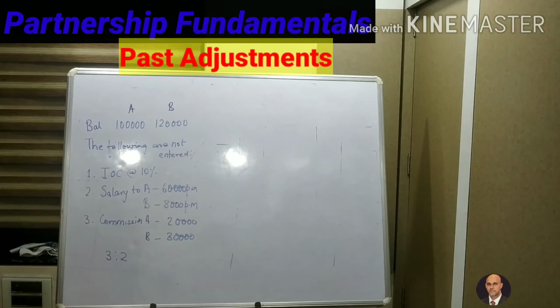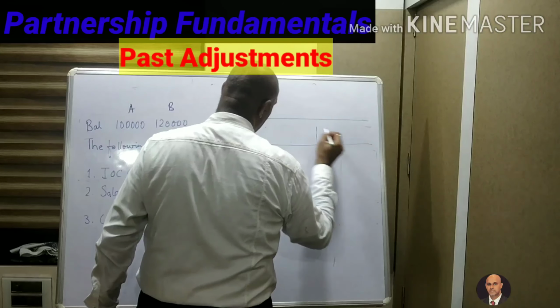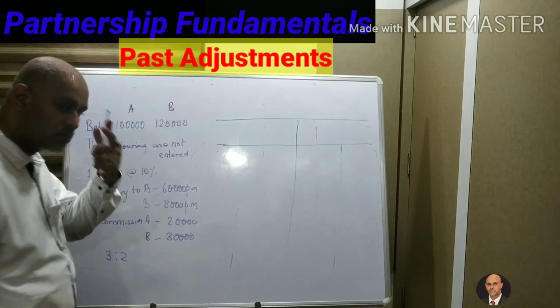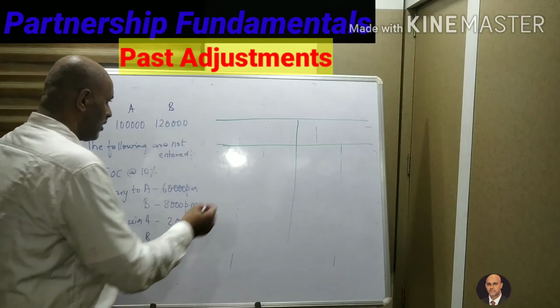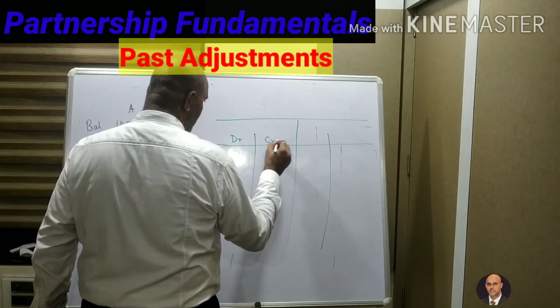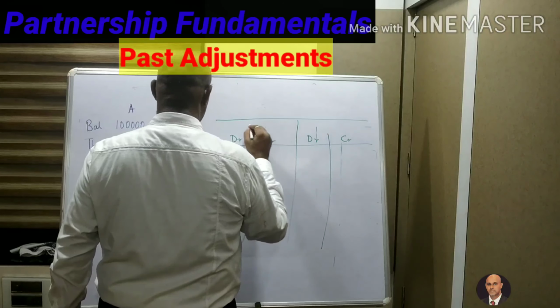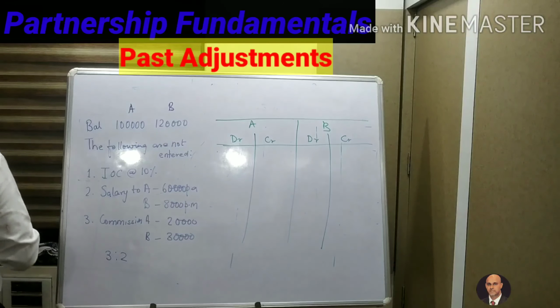In these circumstances, let us see how we could solve the problem which is put forward here. So two partners. So I draw up two columns and I subdivide it into another two columns. Debit, credit, debit, credit. This is A and this is B.